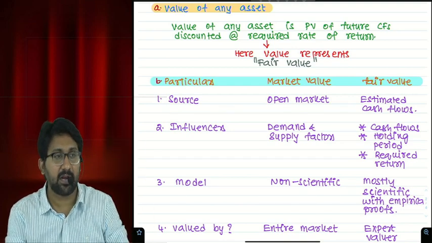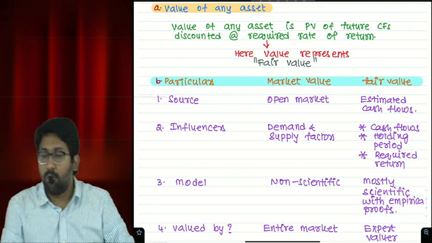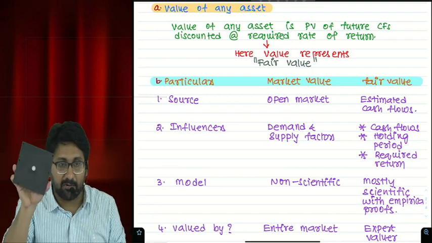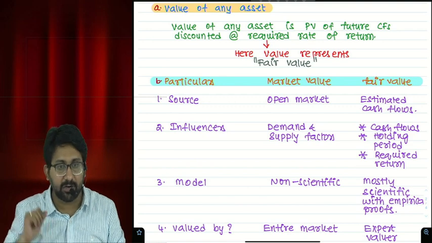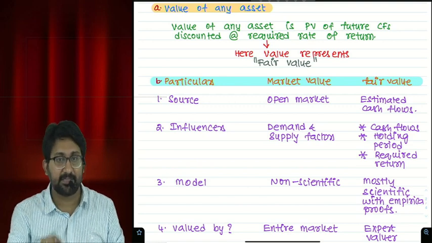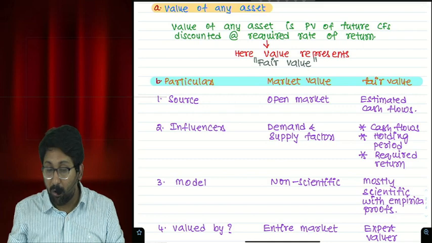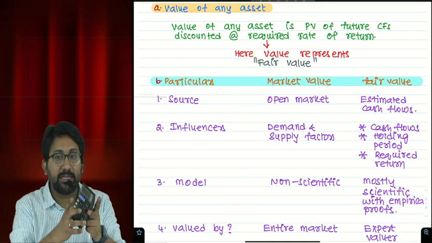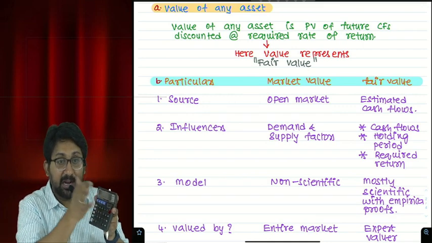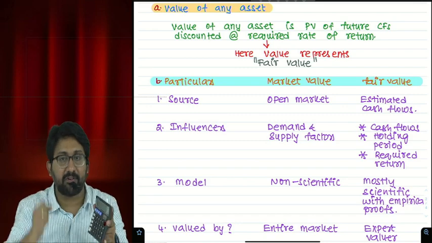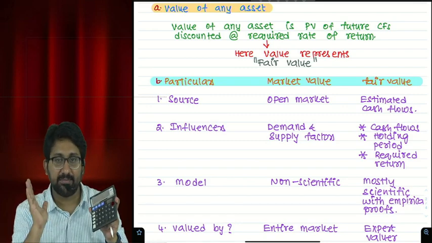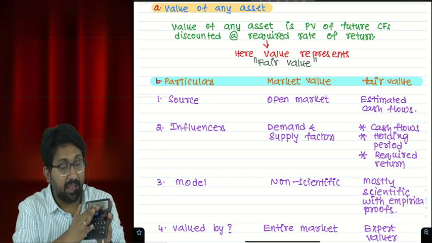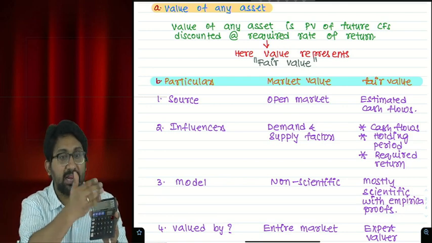Sir, I didn't understand. I will ask you one question. What is the value of this calculator? You will say, sir, this is 100 rupees or 200 or something. That's a market price. It's not fair value. What is the fair value? How much revenue is this calculator giving to you? Can you quantify that? If you can quantify, tell me how much. That's fair value. Fair value is cash flow analysis.